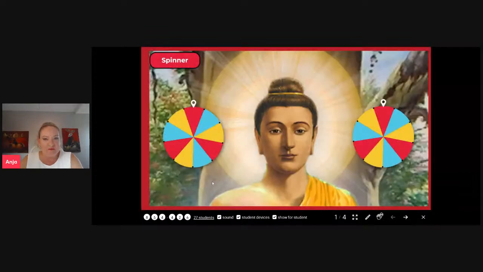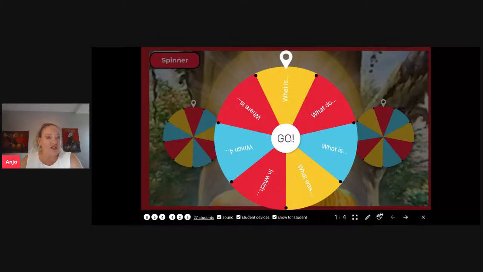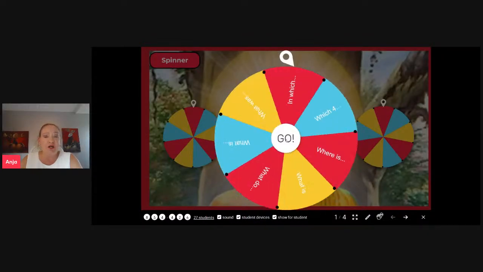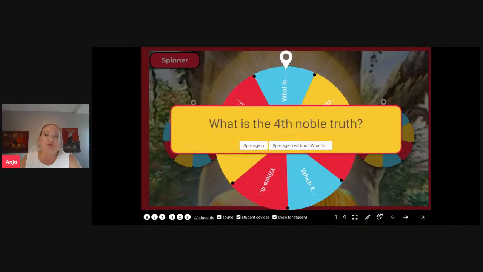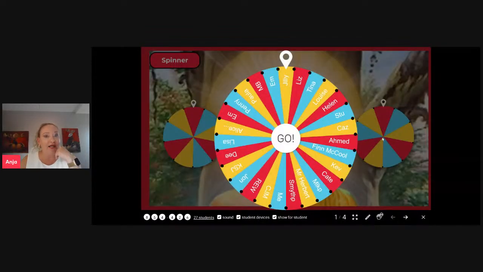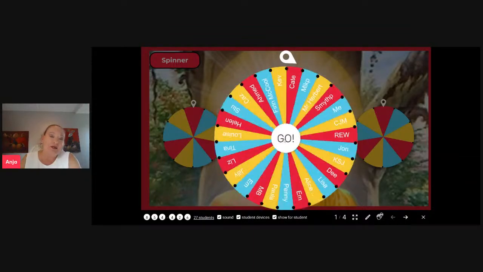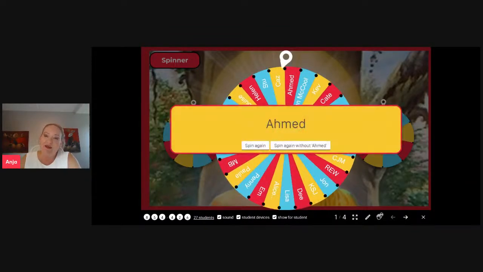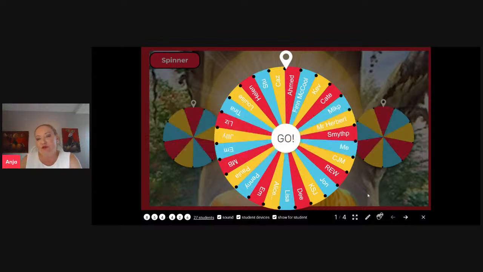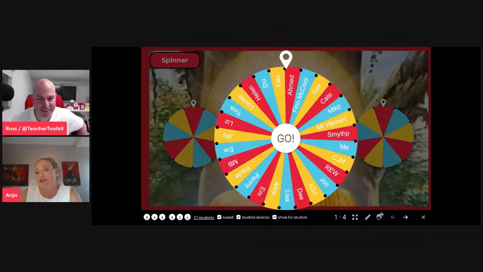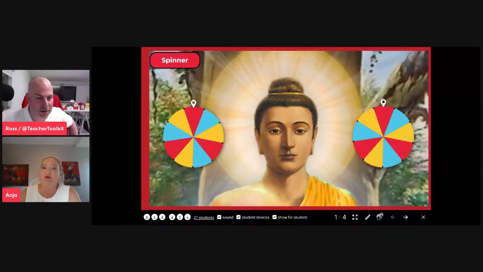And with this spinner, I always start with the question spinner. What is the 4th noble truth in Buddhism? When you start with the question spinner, all the students have to pay attention, because they could be picked by the spinner. And I also call it the Wheel of Fortune. Ahmed, in this way, you're the lucky winner. And I always say, it's the Wheel of Fortune, because the lucky winner is allowed to say the answer. So I use this in 2 ways. You can use it in even more ways.